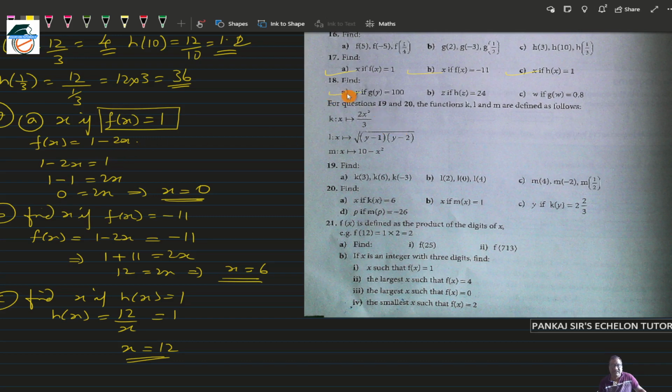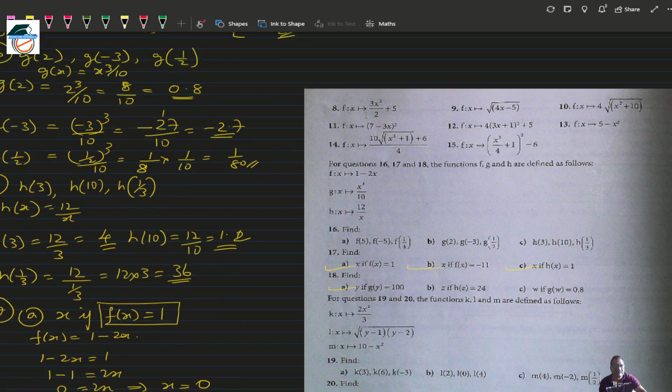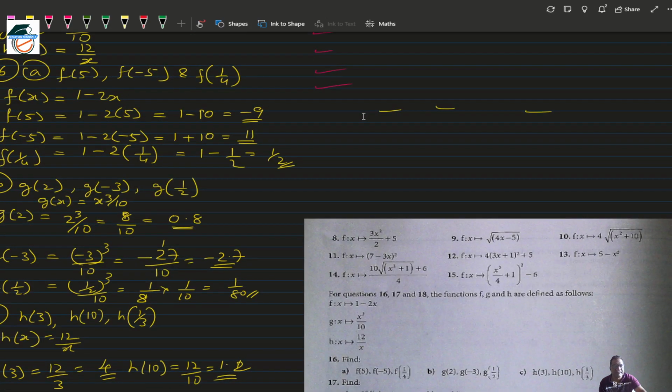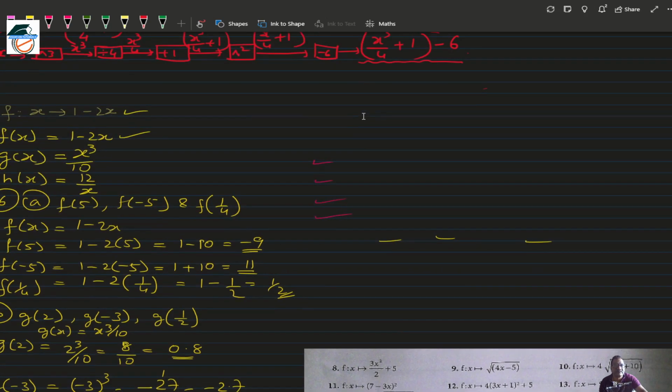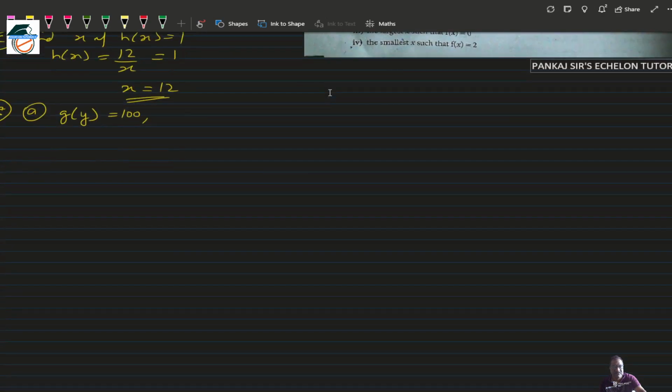Now let us go for 18. So question number 18, the A part of the question is find y if g of y is 100. So g of y is equal to 100 is given. Now what is g of y? Our g function was this one, x cube upon 10. So g function is x cube upon 10, right?